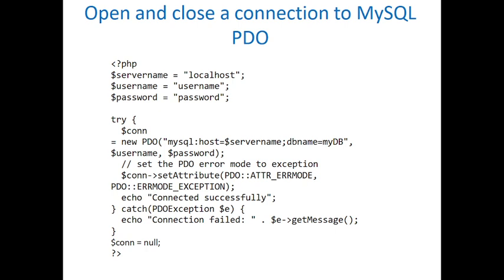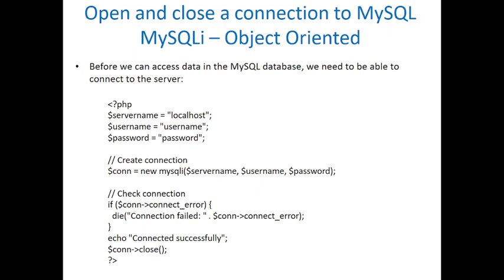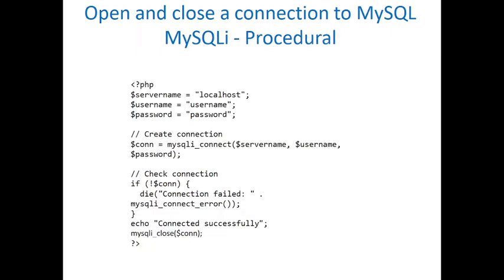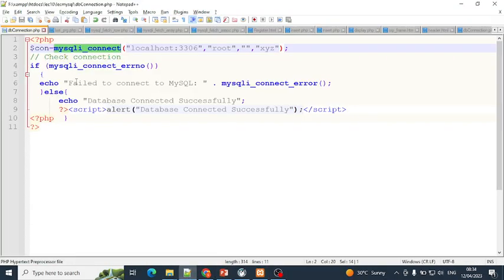So how many types do you have? Three types: MySQLi, MySQLi Connect, and PDO. So three different styles of programming. This is the MySQLi, this is the procedural way, and this is the PDO. So I show you one type of program here. You can follow PDO or MySQLi or MySQLi Connect.